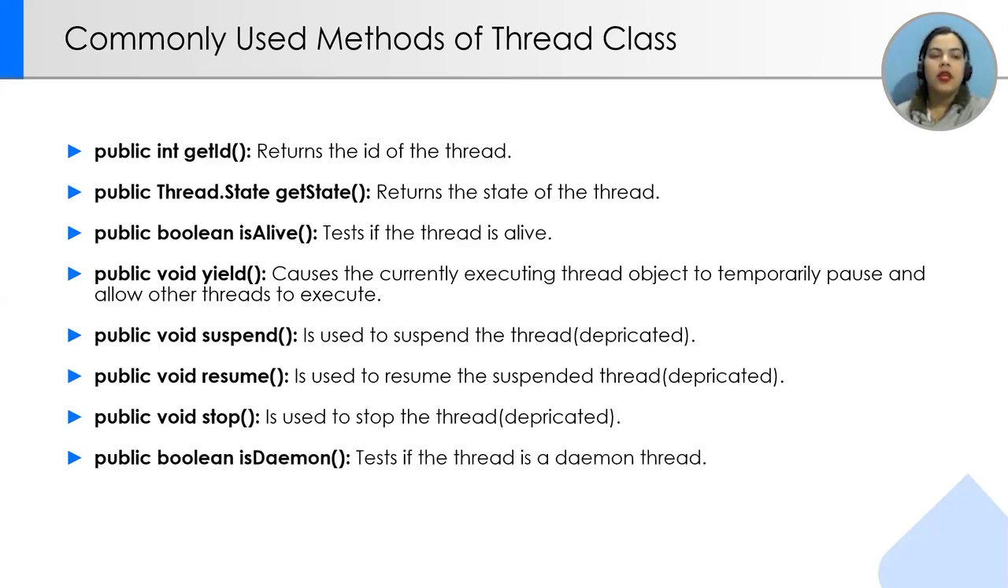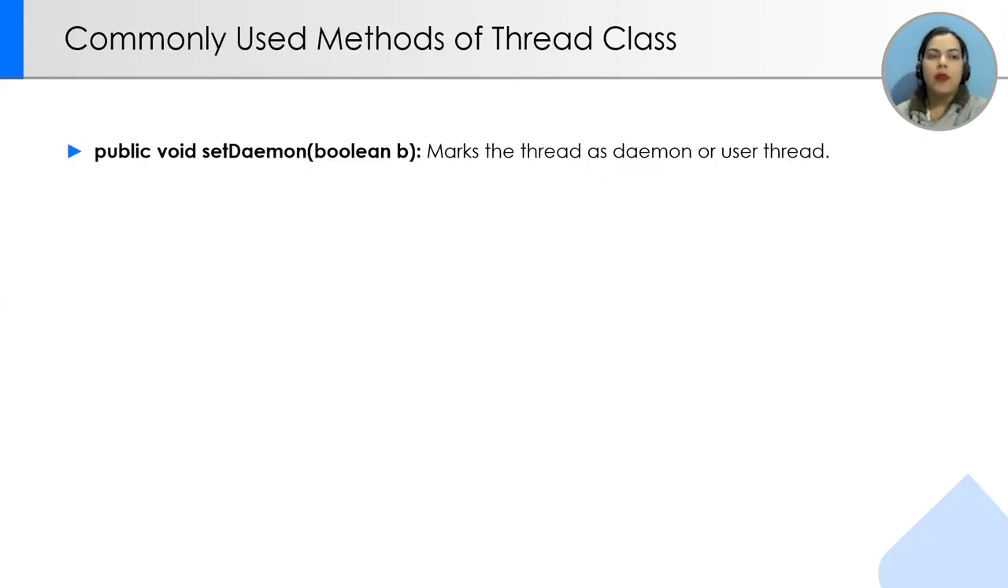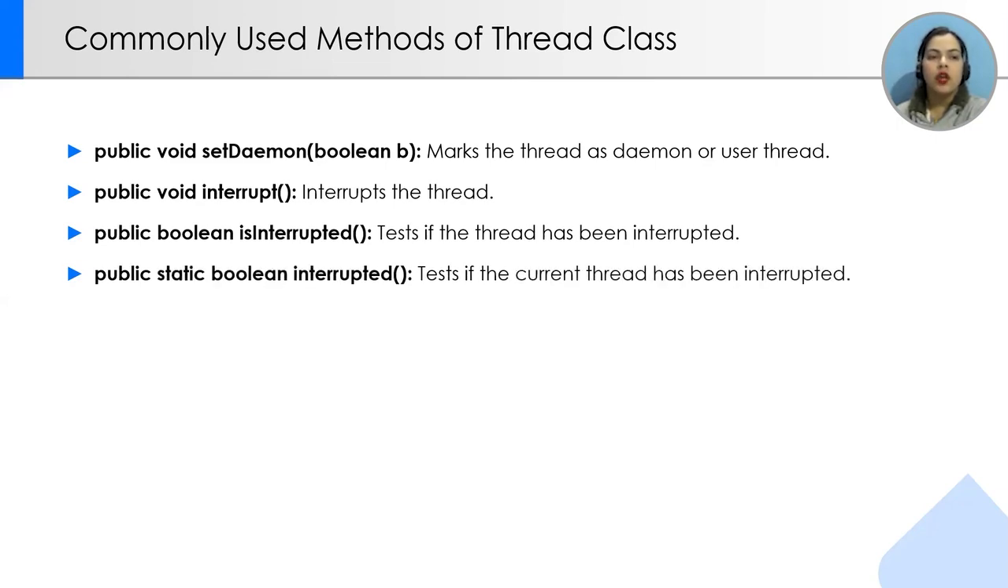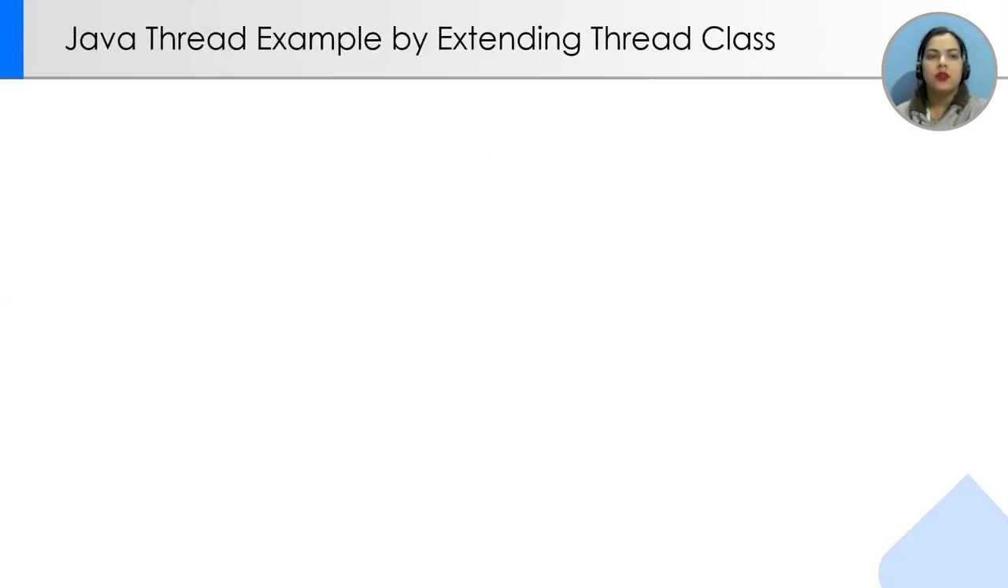Then public boolean isDaemon, it tests if the thread is a daemon thread. Then public void setDaemon, it marks the thread as a daemon or user thread. Then public void interrupt, it interrupts the thread. Public boolean isInterrupted, it will test if the thread has been interrupted or not. Public static boolean interrupted, it will test if the current thread has been interrupted.